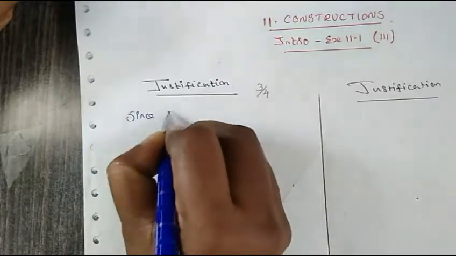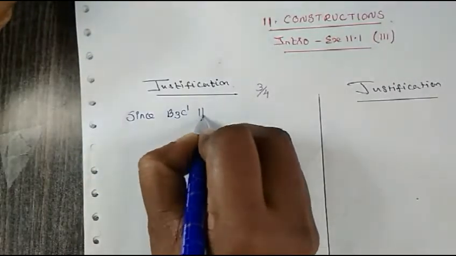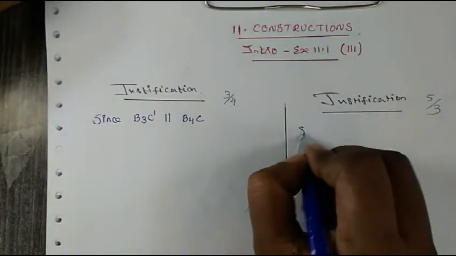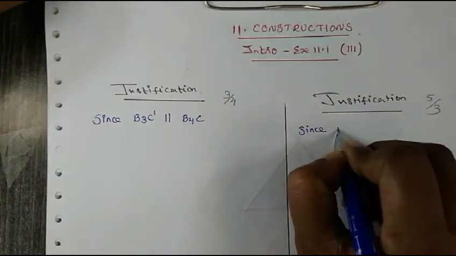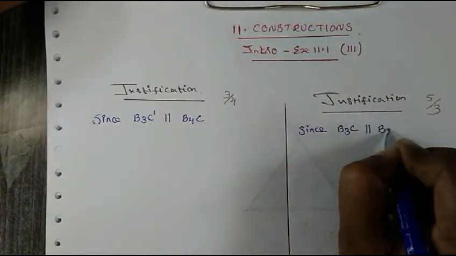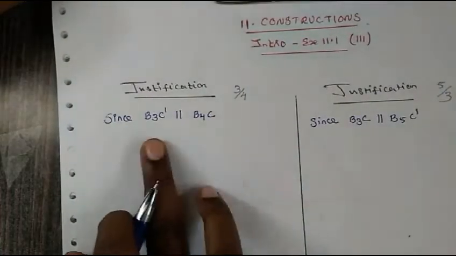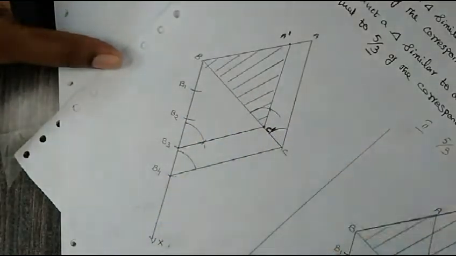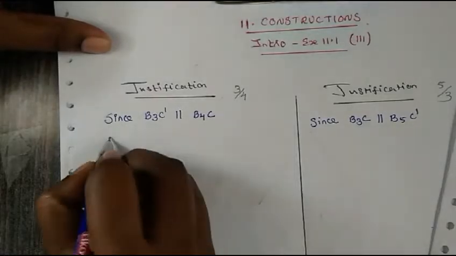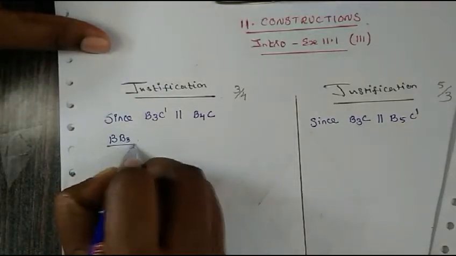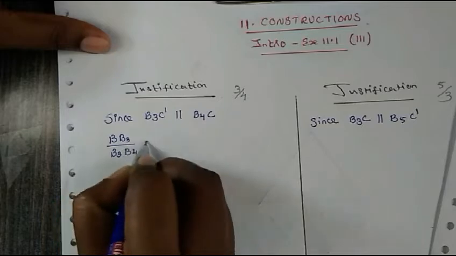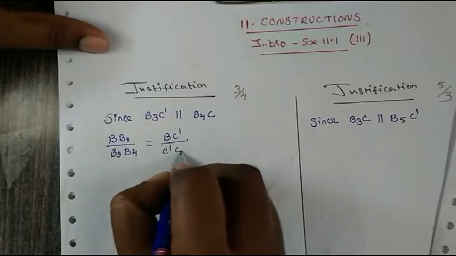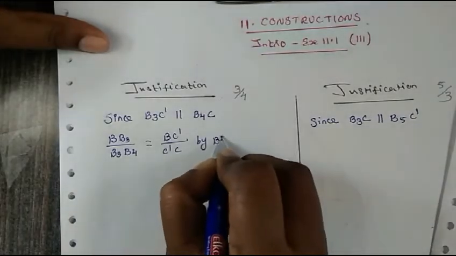Since B3 C dash is parallel to B4 C. Same way you have to write here also. Since B3 C is parallel to B5 C dash. Since they are parallel, this ratio we will write they are equal. B B3 upon B3 B4 will be equal to B C dash upon C dash C by basic proportionality theorem.